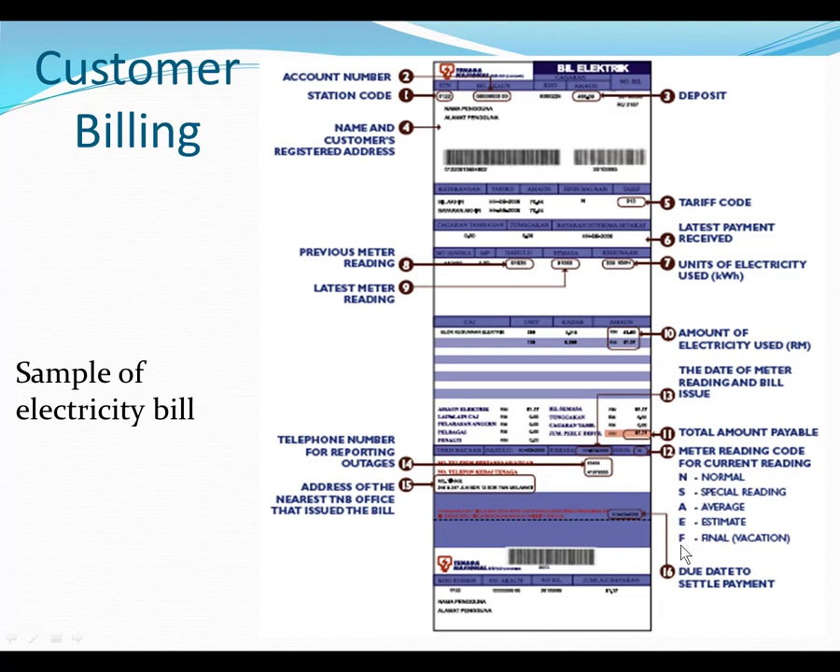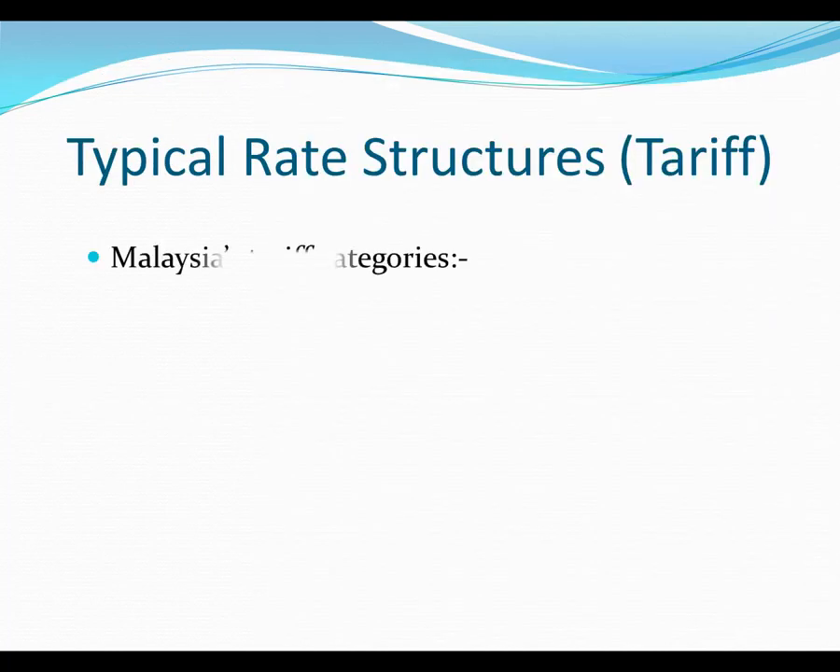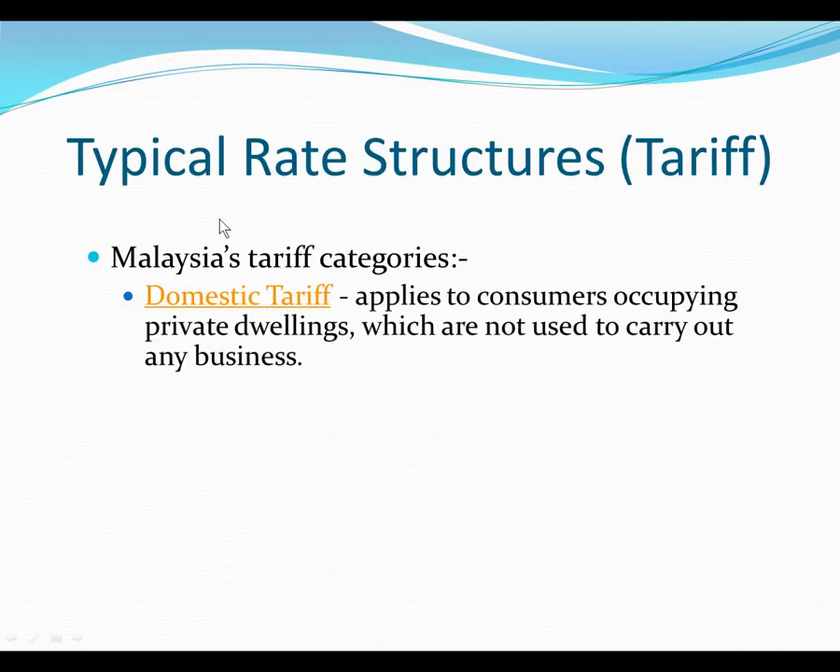So if the TMB staff did not come to your house to read the meters, sometimes they have their specific type of readings, either average, estimates, special reading, and so on. Okay. So typical rate structures. This is the tariff that's available in Malaysia.